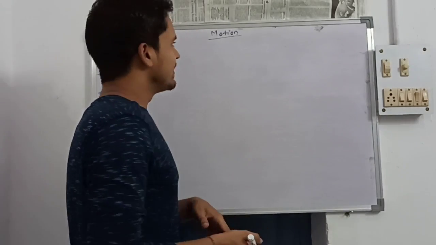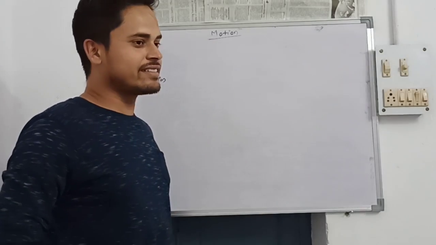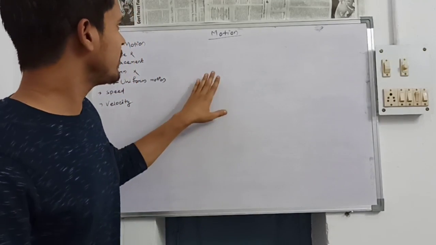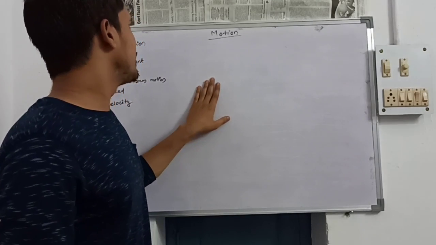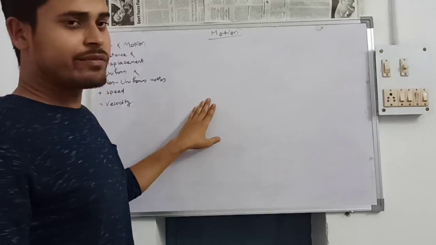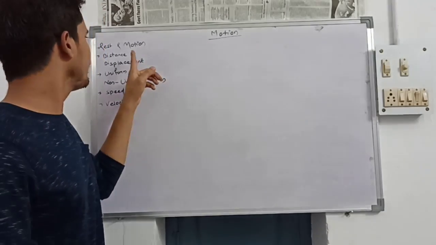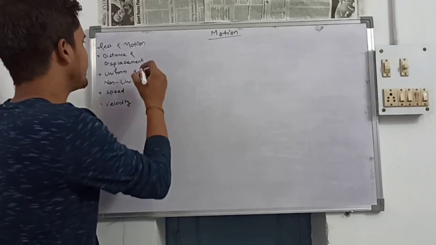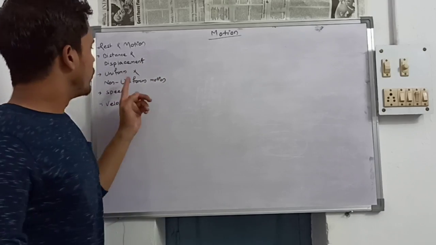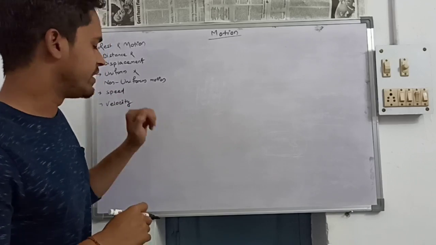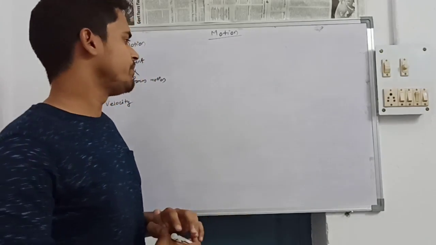So students, we will start the first chapter of physics in standard 9 NCERT book, that is motion. In this chapter we will study different things, but in this video we will cover rest and motion, distance and displacement, uniform and non-uniform motion, speed, and velocity. This much we will cover in this video.